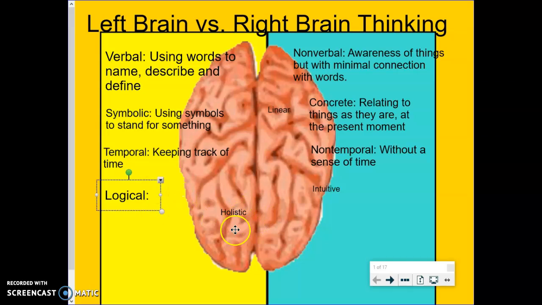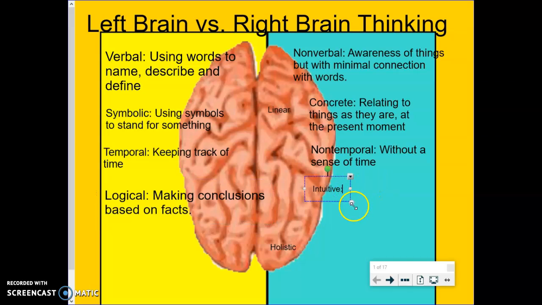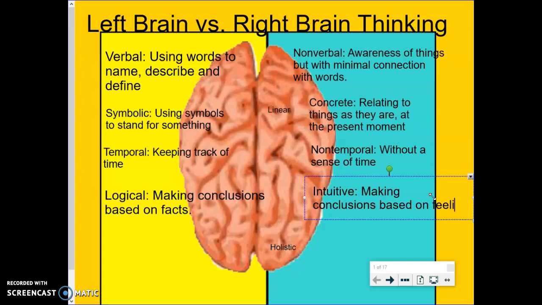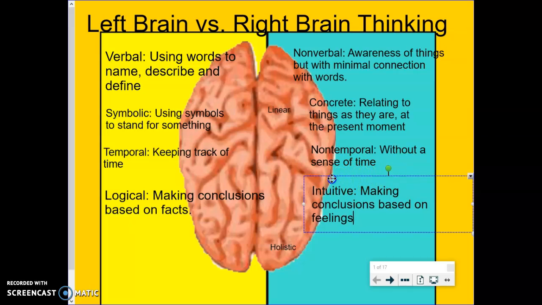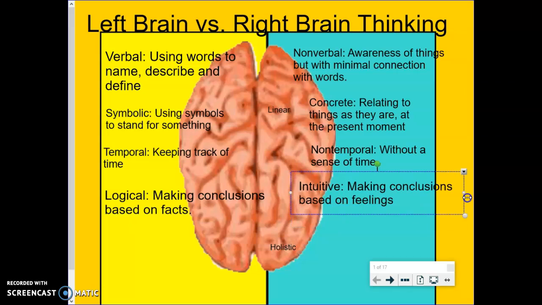When you are being logical, you're making conclusions based on facts. And on the intuitive side, when you are using your intuition, you are making conclusions based on feelings. So think about that for a moment.